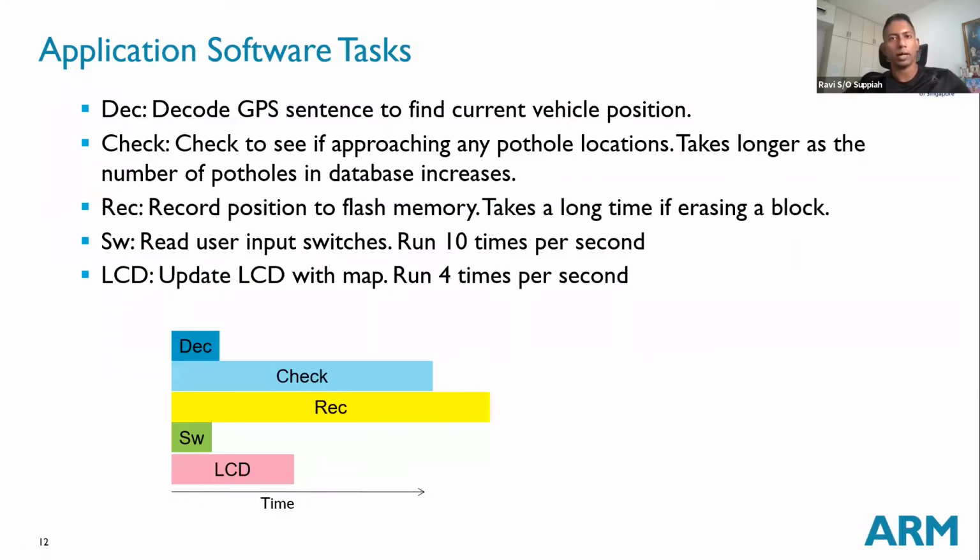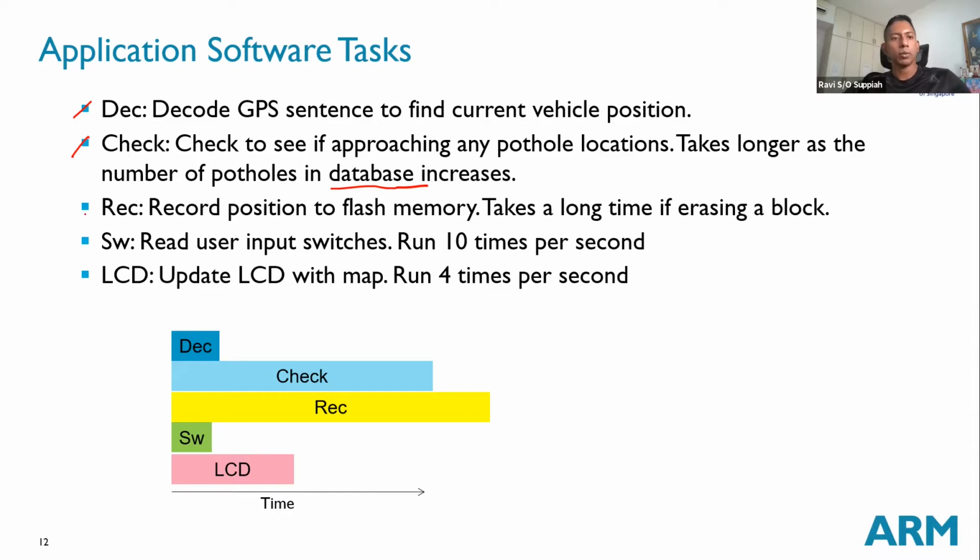Of course, when you are going to develop a system like this, you will have a lot more functions, but at a very abstract level, you can break it down into maybe 5 different tasks. The first one is decode, where you want to get the GPS information, and every time you get new GPS data, you want to decode it. So you know the current position of the vehicle, and then you need to already have a database, because you need to know exactly where the potholes are, and then you compare your location with the information from the database to know if you are approaching any pothole.